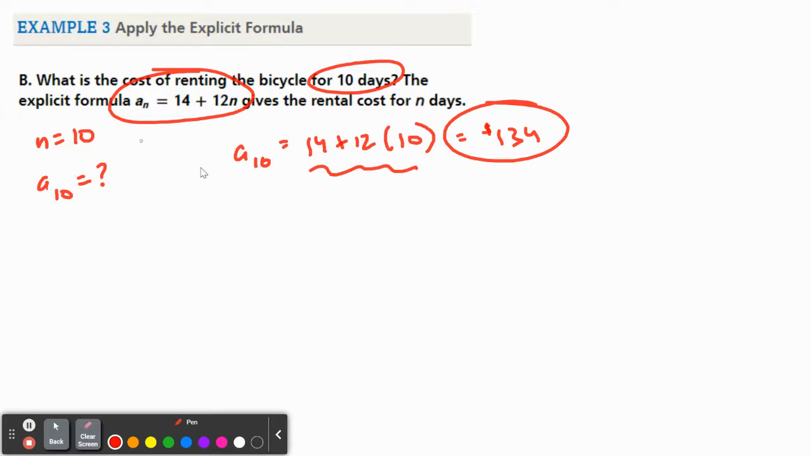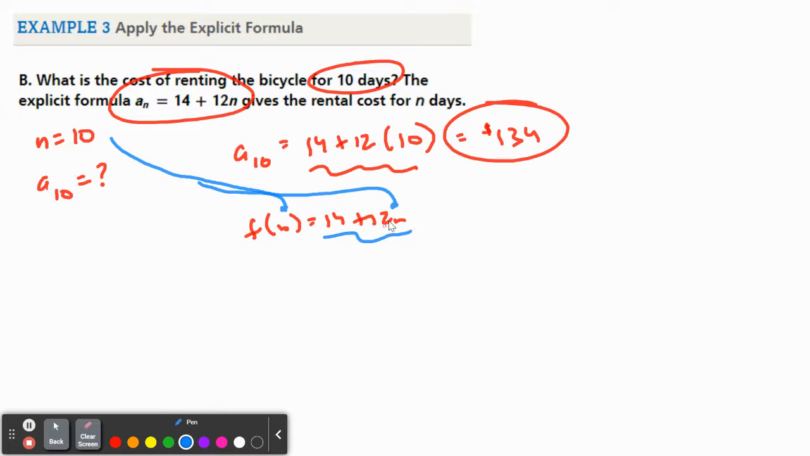Again, you could think of this as f of n equals 14 plus 12n. This is a function, and again, they're telling you that n equals 10. So plug in 10 here, plug in 10 here, and you just evaluate this right side like we did. And f of 10 would be 134. So on a graph, if you graph the point 10, 134, it would be on this linear function. Again, trying to do our best to connect it to previous stuff. All right, next.